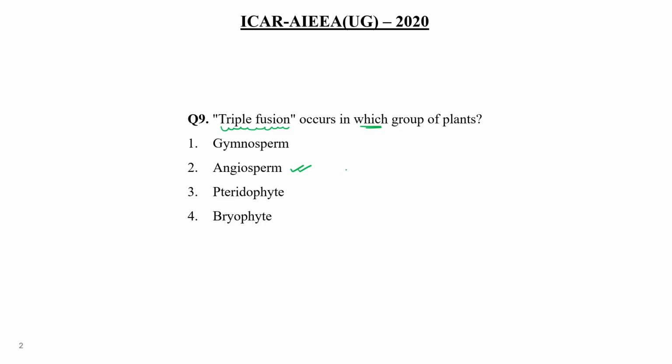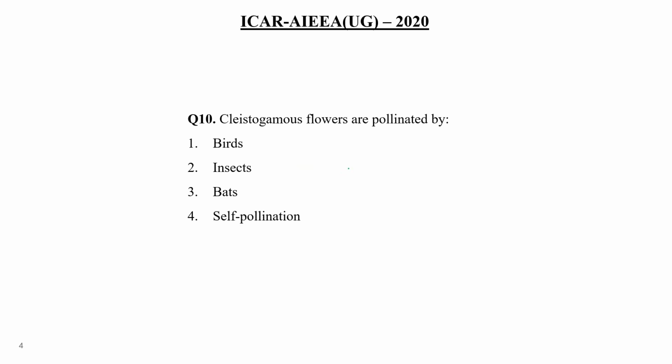Right? Okay. Now next is question number 10. Cleistogamous flowers. These cleistogamous flowers are pollinated by birds, insects, bats, or self-pollination. What is the unique feature of cleistogamous flowers? Just take 10 seconds. After that, we will discuss the correct answer.